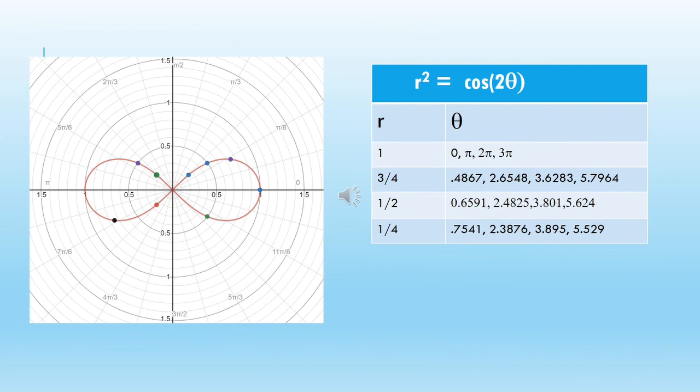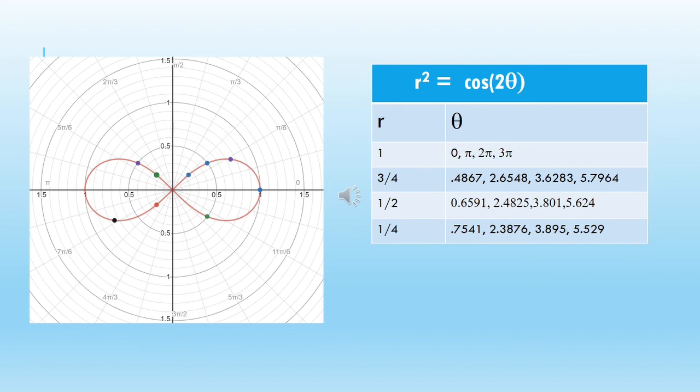That's the name of the graph that's created by r squared equals cosine of 2 theta and other graphs of that form. I have various points drawn that correspond to the radii and the angles that give us those radii in our chart. I don't necessarily have all those points plotted, but several of them.